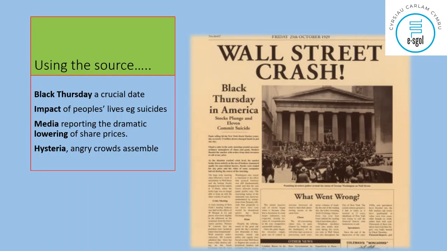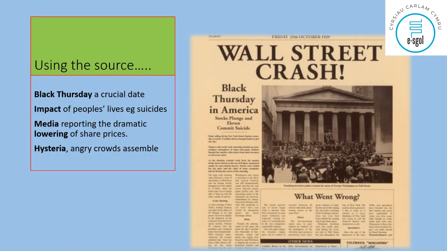Maybe it highlights at the bottom of the page what went wrong. Maybe it highlights that there were people still questioning what actually happened in this Wall Street crash. Again, there's plenty there, isn't it? So what about our knowledge? So have a think now. What else can you remember about the Wall Street crash?